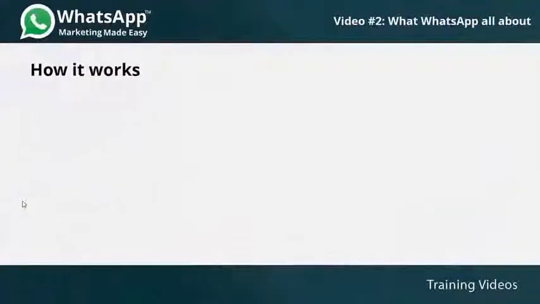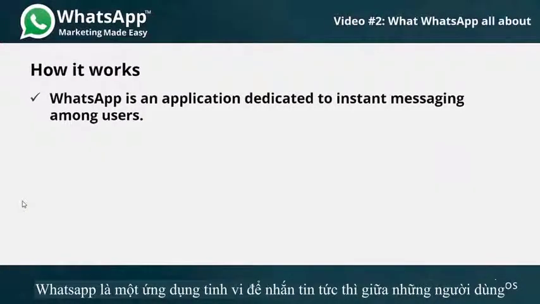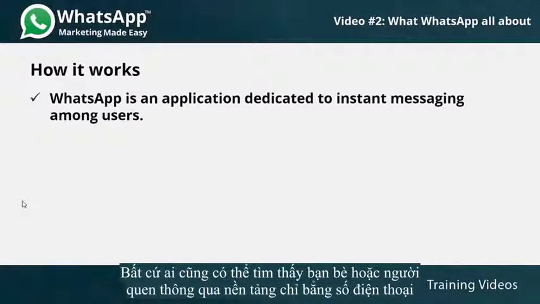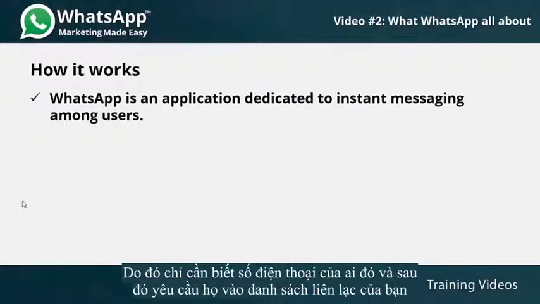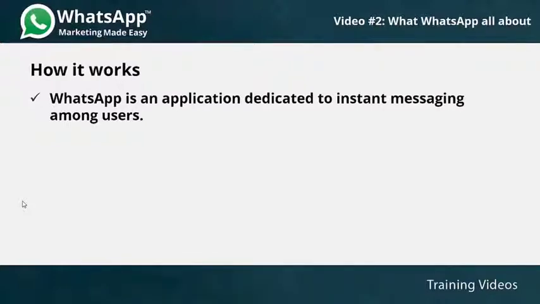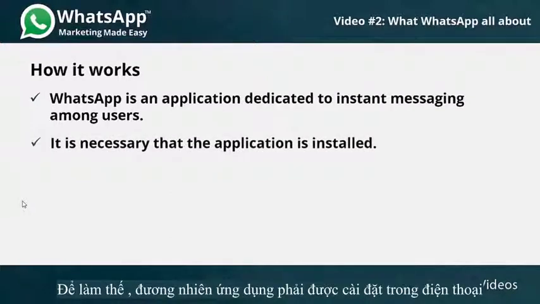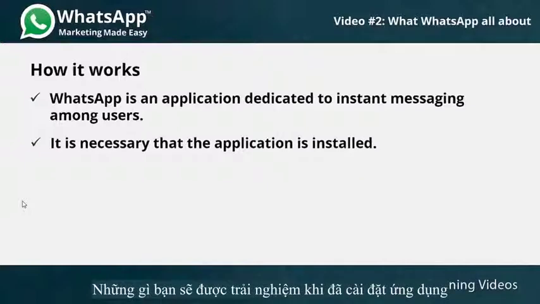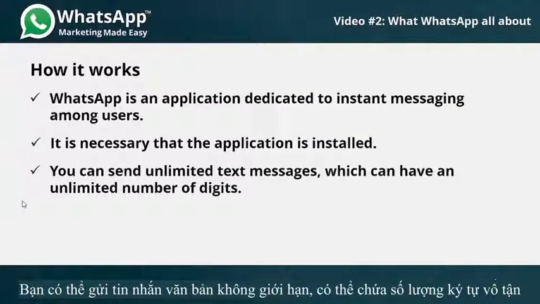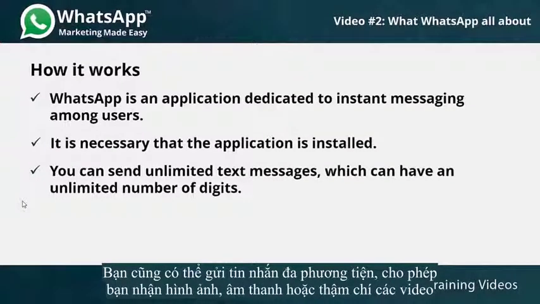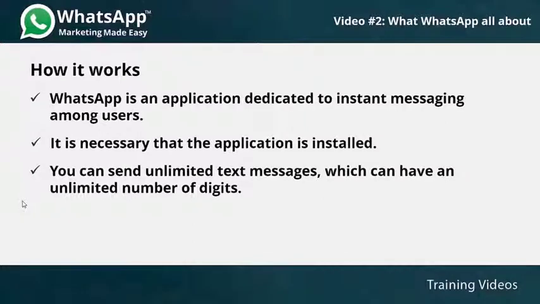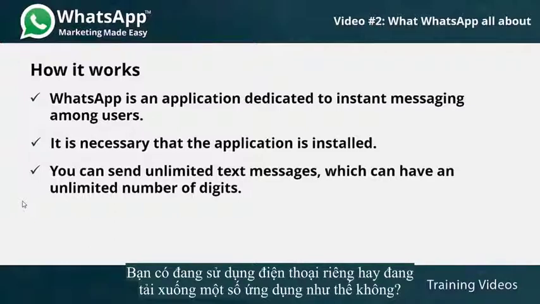How it works. WhatsApp is an application dedicated to instant messaging among users. Anyone can find someone in the platform through their phone number. Therefore, just knowing the phone number of someone is enough to add them to your contacts list. Note that for both the sender and the receiver communicating via WhatsApp, it is necessary that the application is installed. Once you have this application installed, you can send unlimited text messages, which can have an unlimited number of digits. Also, you can send multimedia messages, allowing you to send or receive images, audio files, or even video recordings, whether using your own phone or downloading it from some other source.